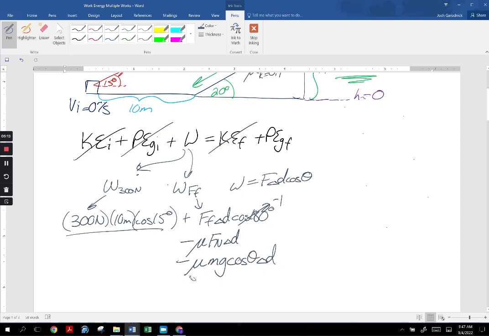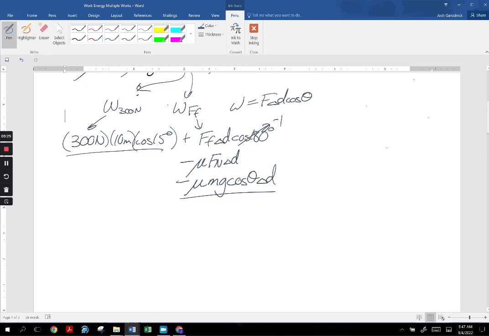So I have two works here, okay? And then afterwards, there is the potential energy. But I'm just highlighting, writing out the two works here first. Let me rewrite them so it's a little bit neater.